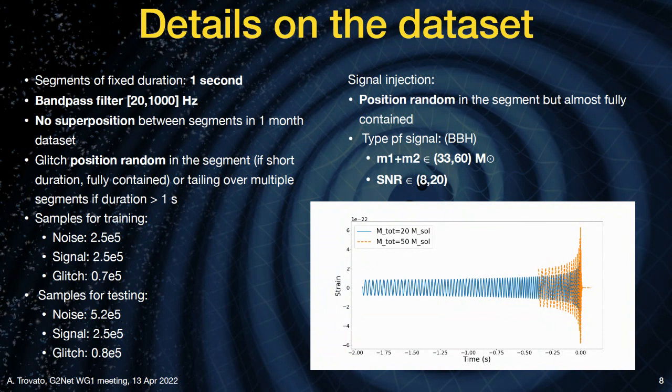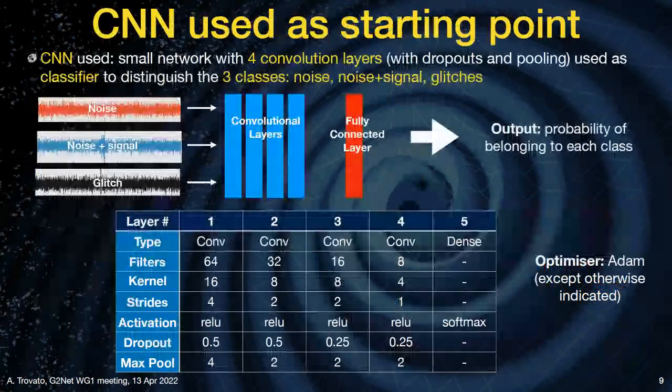And the BBH have all parameters random, and the masses are chosen so that the sum of the total masses is between 33 and 60, and the SNR between 8 and 20. The choice of the masses you can easily guess. It's to be sure that the signals are completely included in this 1 second segment that we are using.